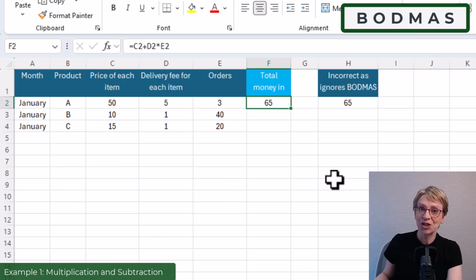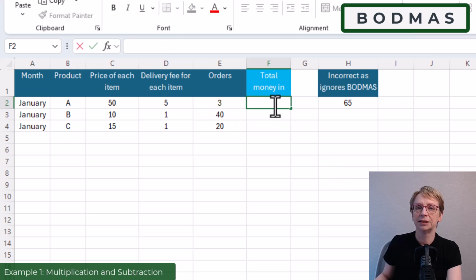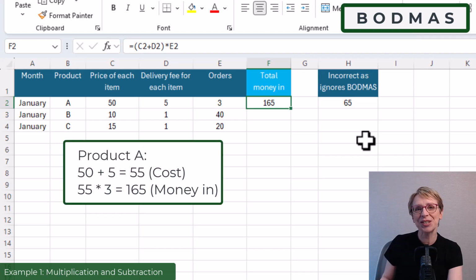The fix is to add brackets to force Excel to do the addition first, as the brackets change the order of evaluation. So if I do equals, open bracket, C2 plus D2 and close my brackets, then multiply that by E2, the total is 165, which is the figure I expect to see.